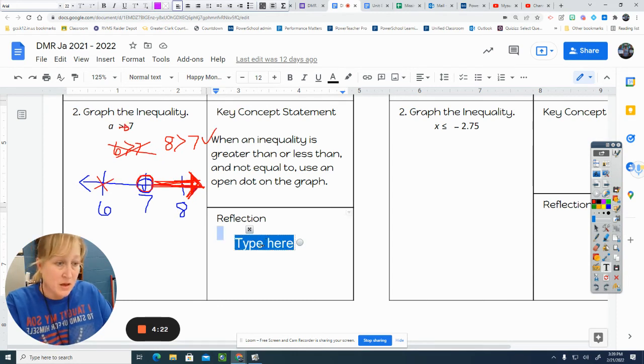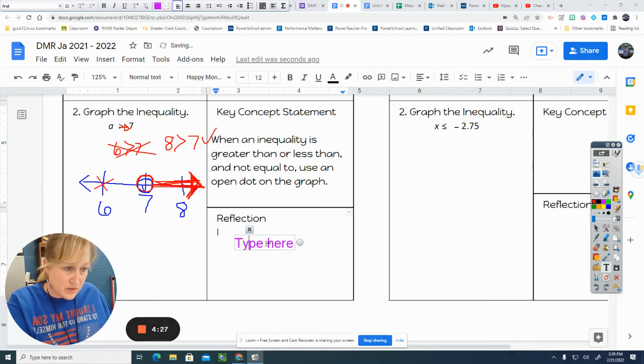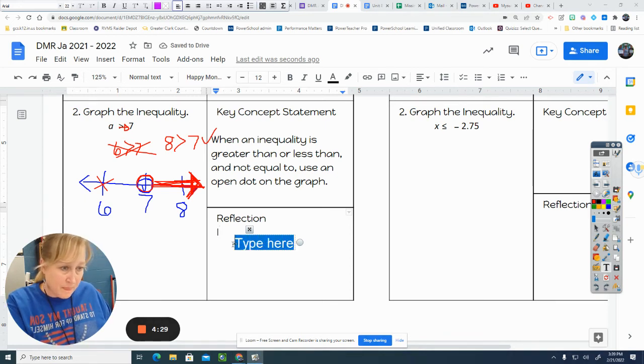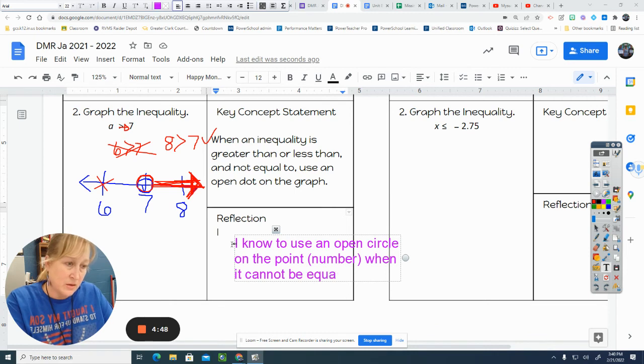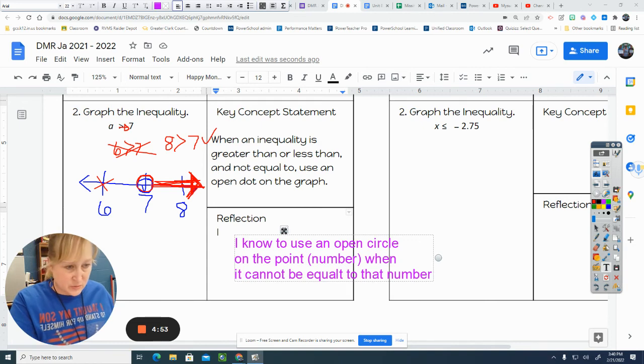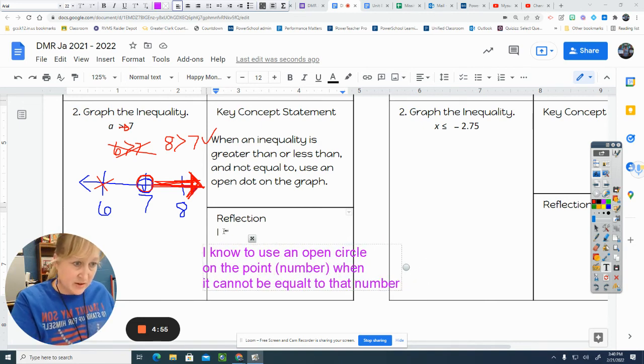Your reflection can be: I know to use an open circle on the point number when it cannot be equal to that number. So that's your reflection. Make sure you've got that in there.